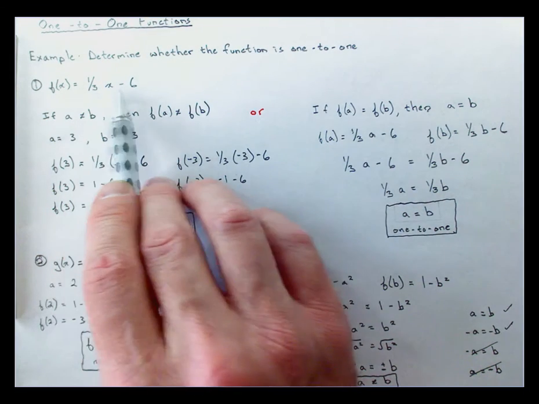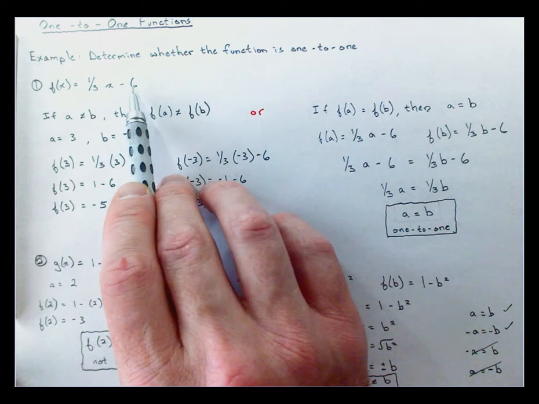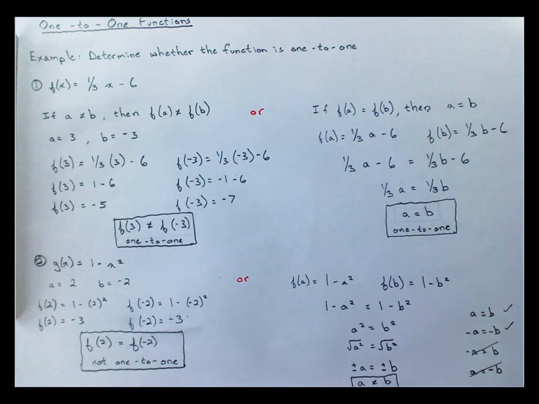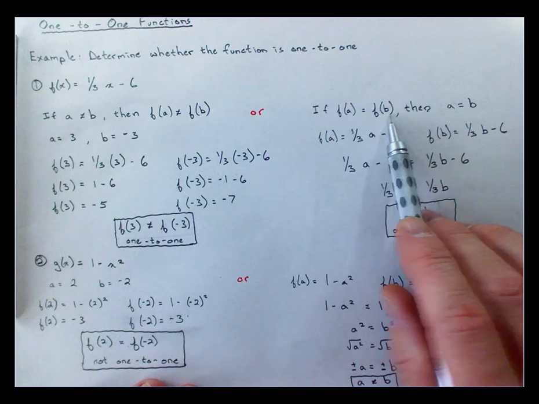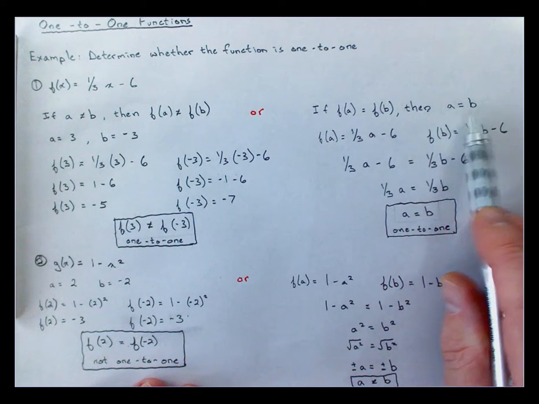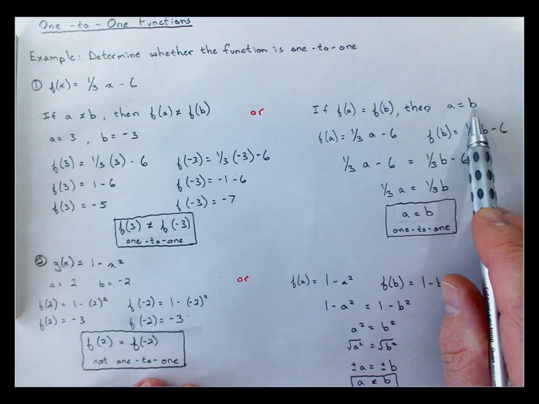Meaning whenever I take the inverse of this, the inverse of this function will also be a function. Or I could look at the other way of doing it and say whenever f of a equals f of b, then a equals b, meaning my outputs are the same, therefore my inputs will be equal.